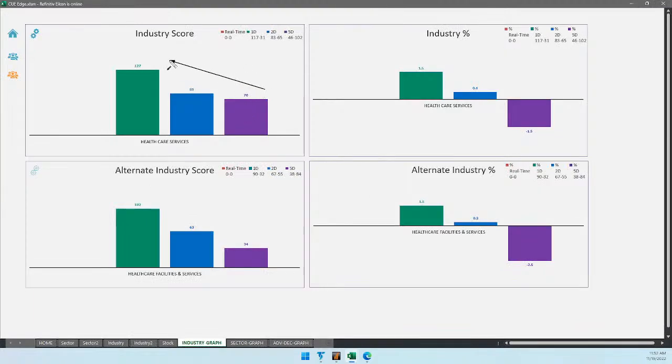This is nice. The industry healthcare services relative score is gradually going up from 70 to 81 to 127. That's great. Alternate industry score, healthcare facilities and services also steadily going up. Both the industries went up by more than 1%. In fact, 1.5% on Friday. That's bullish for an industry.